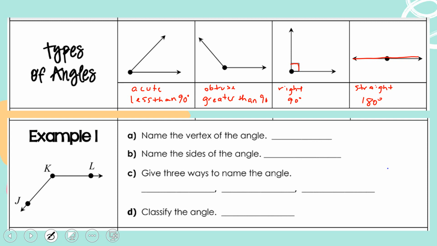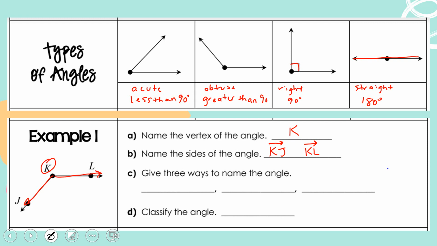In this example, it wants the vertex. The vertex, remember, is where the rays come together. So that's K. The sides are going to be KJ. And it's a ray, so you have the two letters, and it starts at K and goes through J. So the arrow has to go above the J because that's where it's going. And then the other side is KL. So it does matter how you write these.